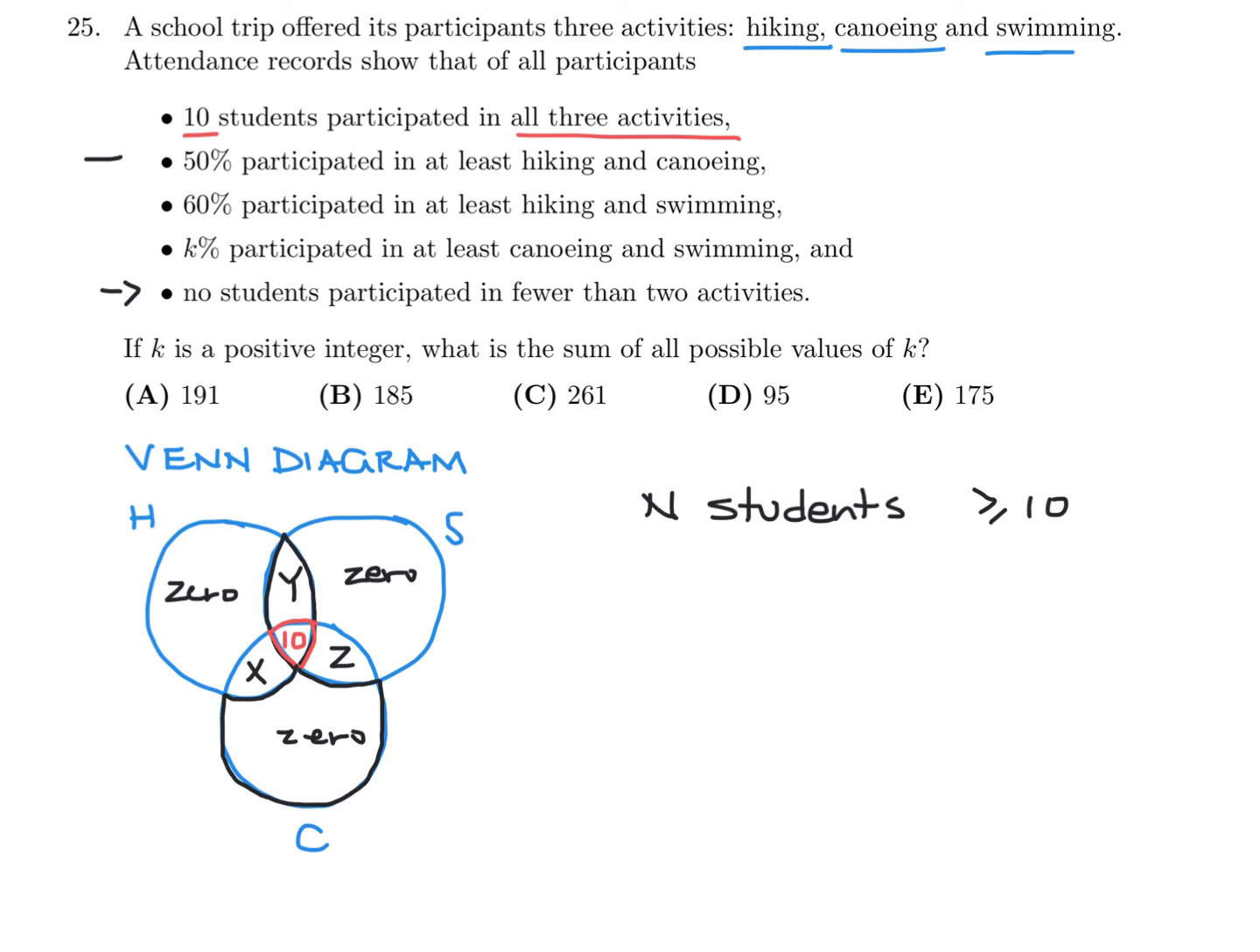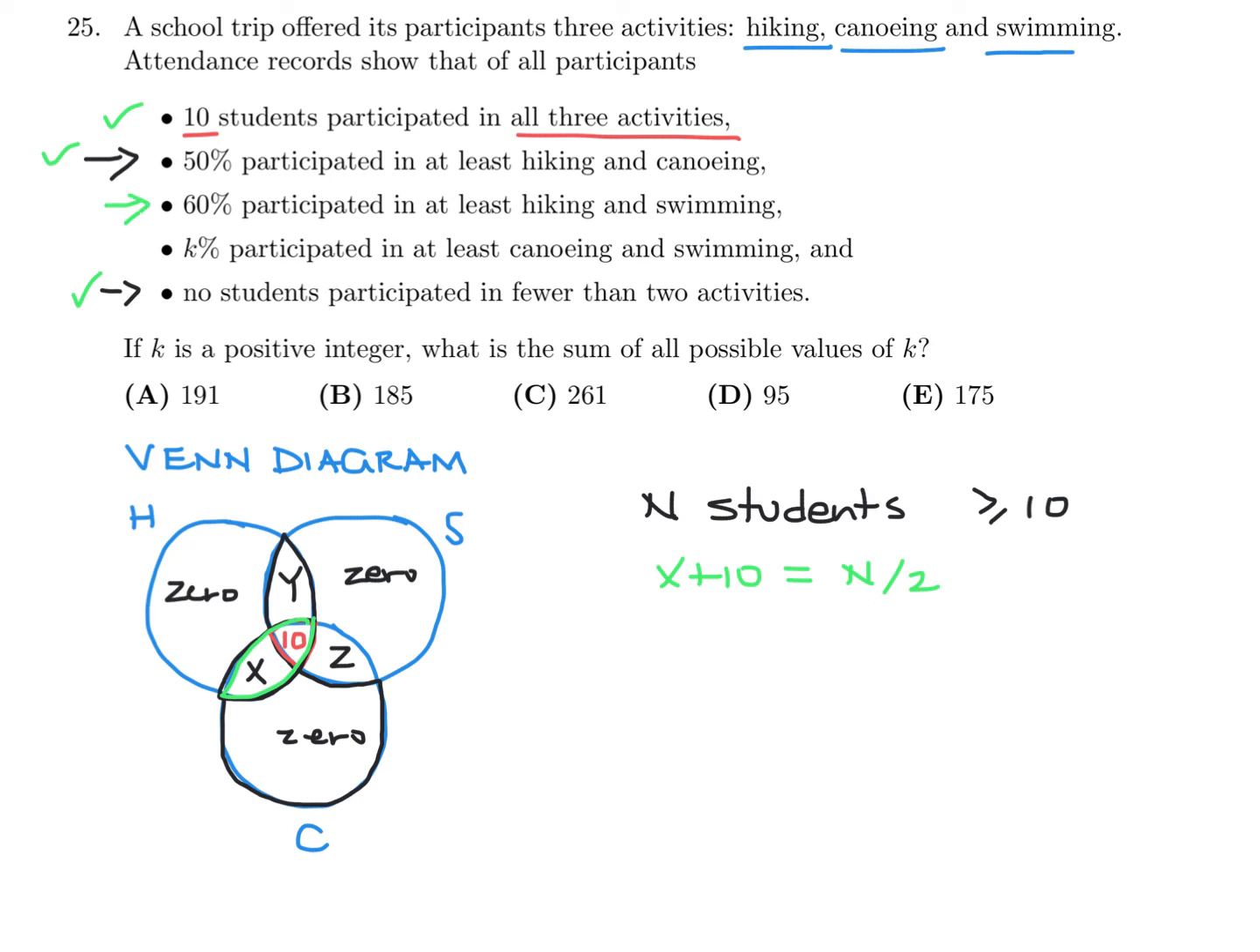Let's go back to this one right here. 50% participated in at least hiking and canoeing. So hiking and canoeing is this whole thing right here. So that's X plus 10, which is 50% of all the students. So that would be N over 2, right? Yeah, 50%. Okay, that takes care of this one. We've done this one.